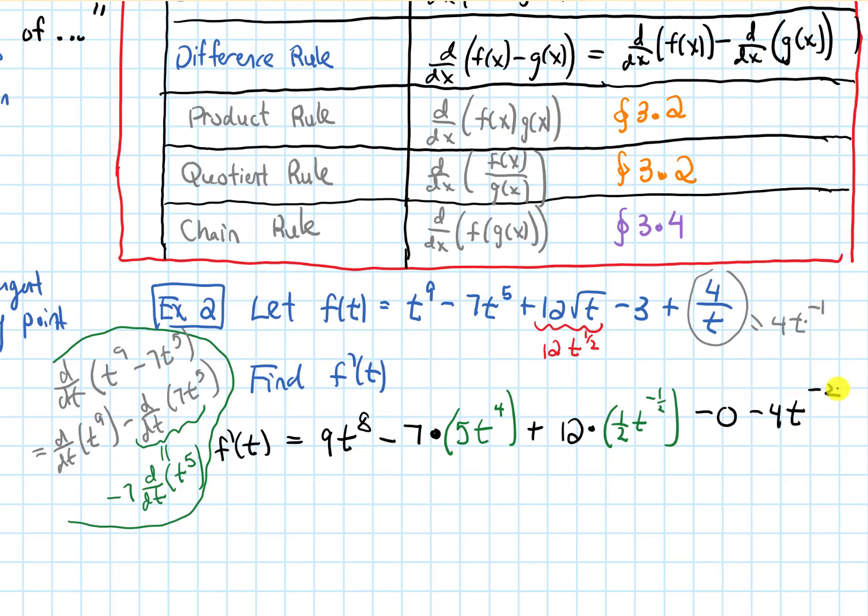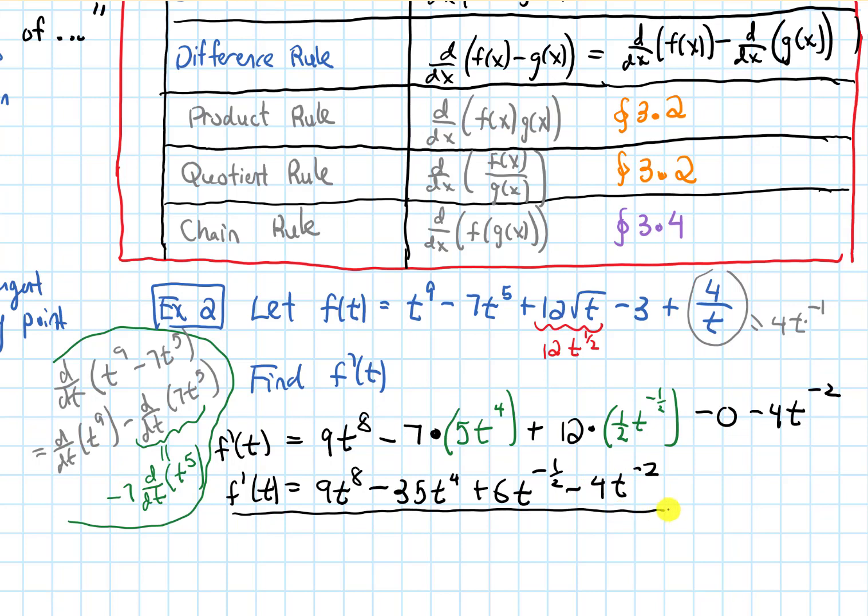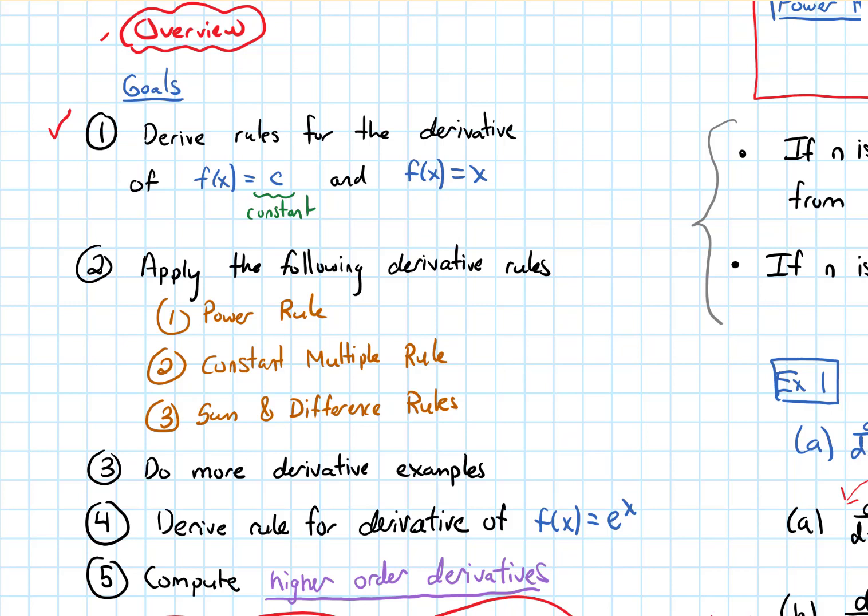I can simplify this a little bit to get f prime of t equals 9t to the 8 minus 35t to the 4. 12 times a half, that's 6. 6t to the -1/2. And then minus 4t to the -2. And it's fine if I leave negative exponents in there. So this would be my derivative. In terms of our goals, we finished goal 2, which is applying the power, constant multiple, and the sum and difference derivative rules.